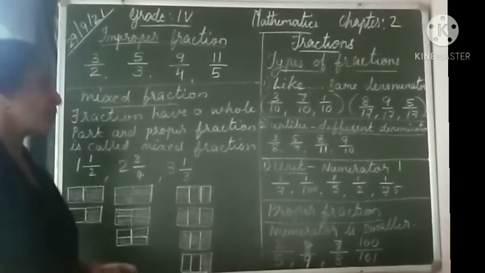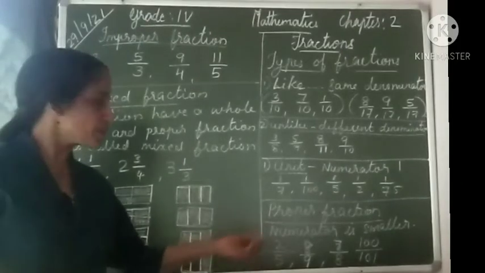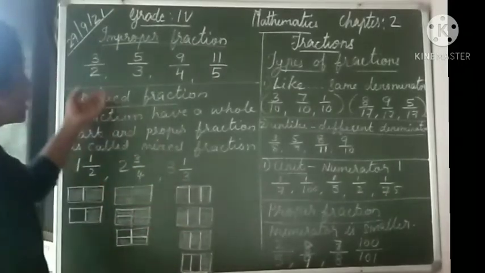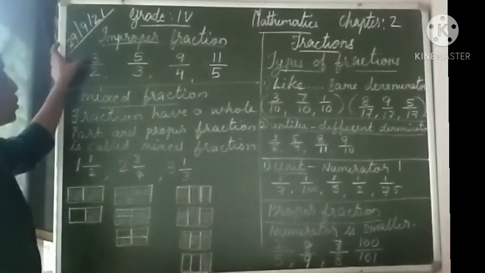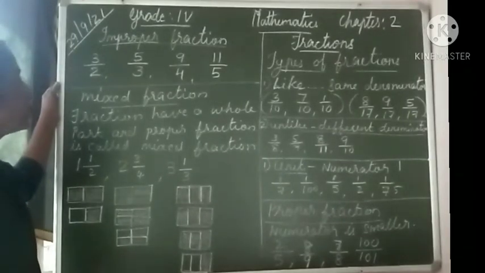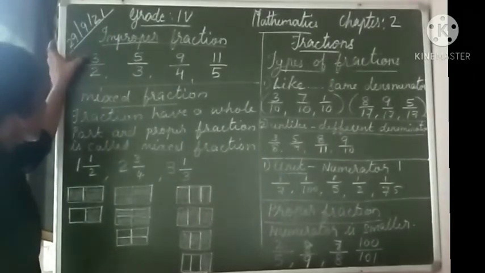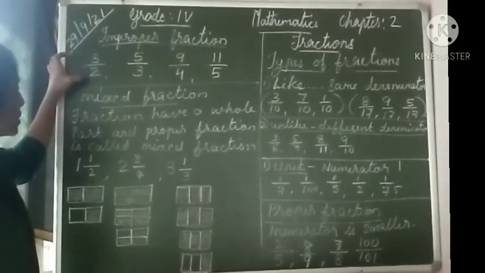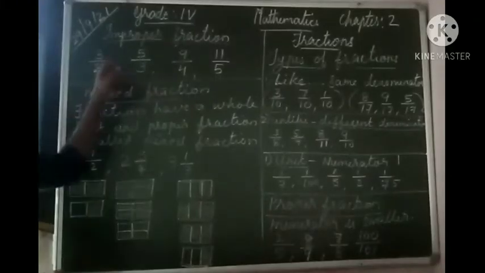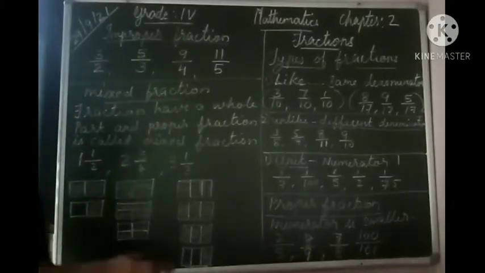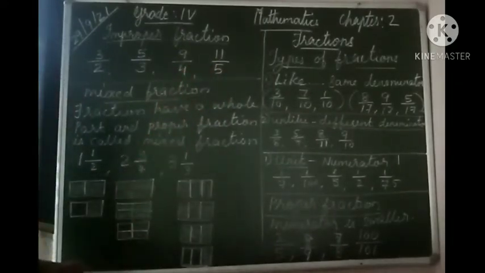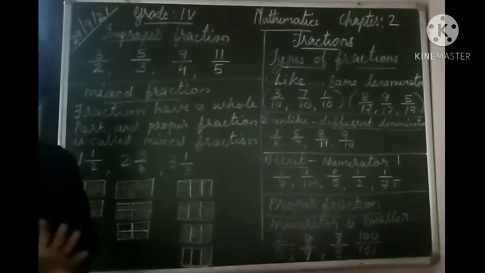Next, improper fraction. That is just the opposite of proper fraction. Proper means the numerator is smaller. Improper means the numerator is greater than the denominator. If a fraction has a numerator greater than the denominator, it is called an improper fraction. 3 by 2, 5 by 3, 9 by 4, 11 by 5, etc. are examples of improper fractions.